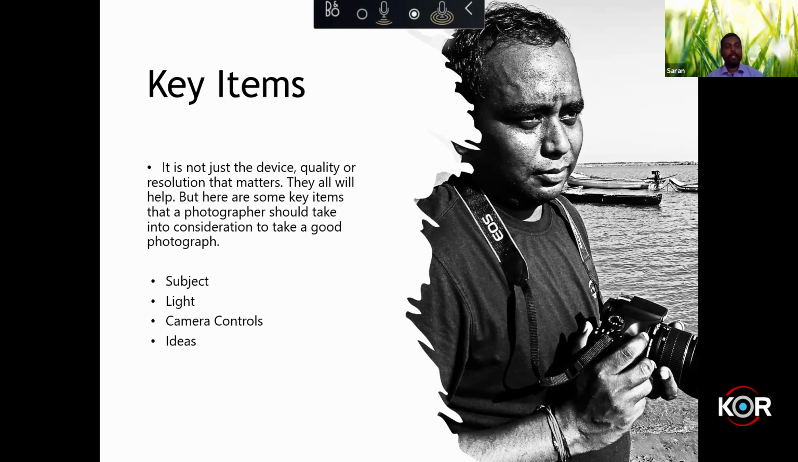And the second thing is that photography is basically called painting of light. So light plays a vital role in capturing our moments. The third item is the camera controls. And the fourth and very important one is ideas. An idea is something that should be unique, as humans, we all see in a similar manner. So these are the four key items that a photographer needs to know.